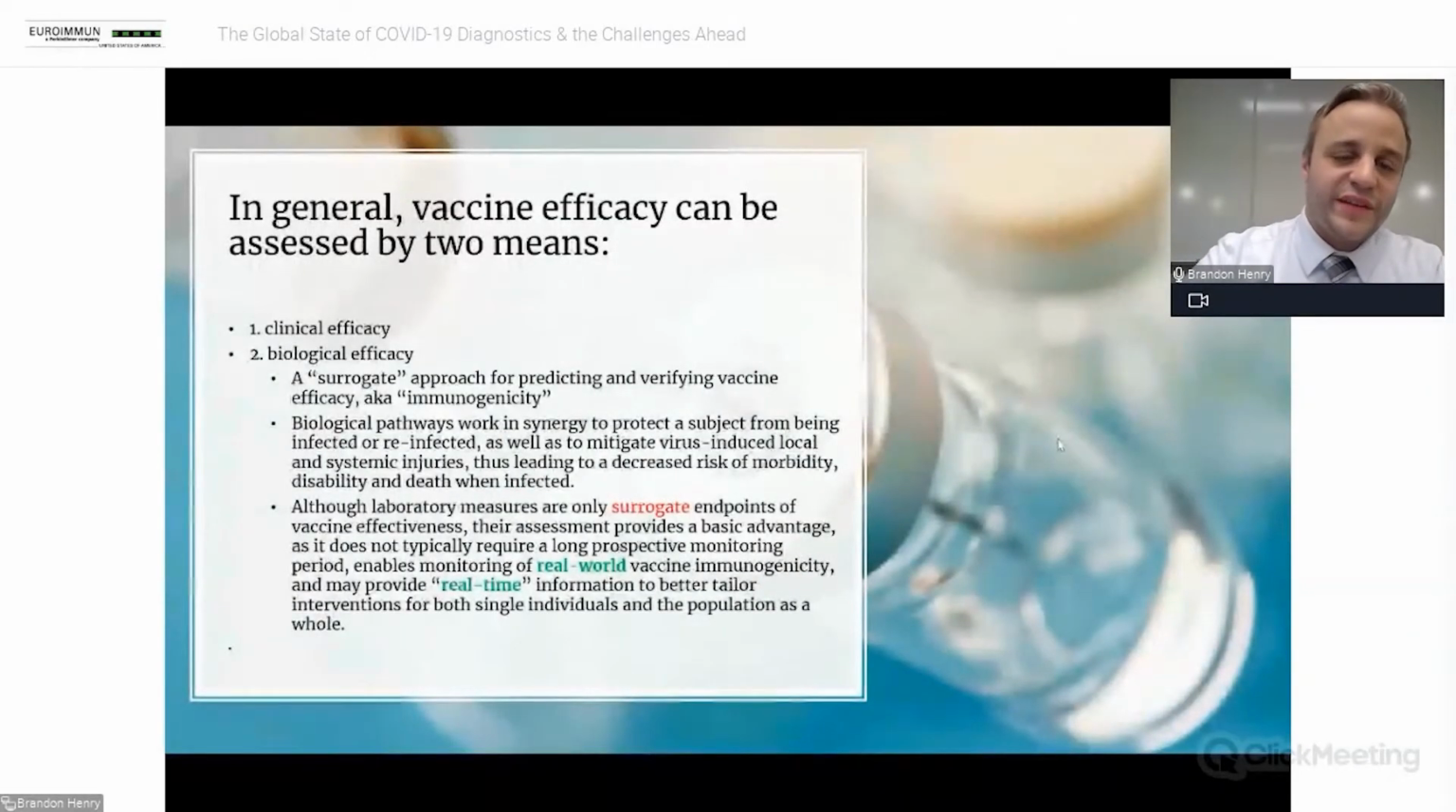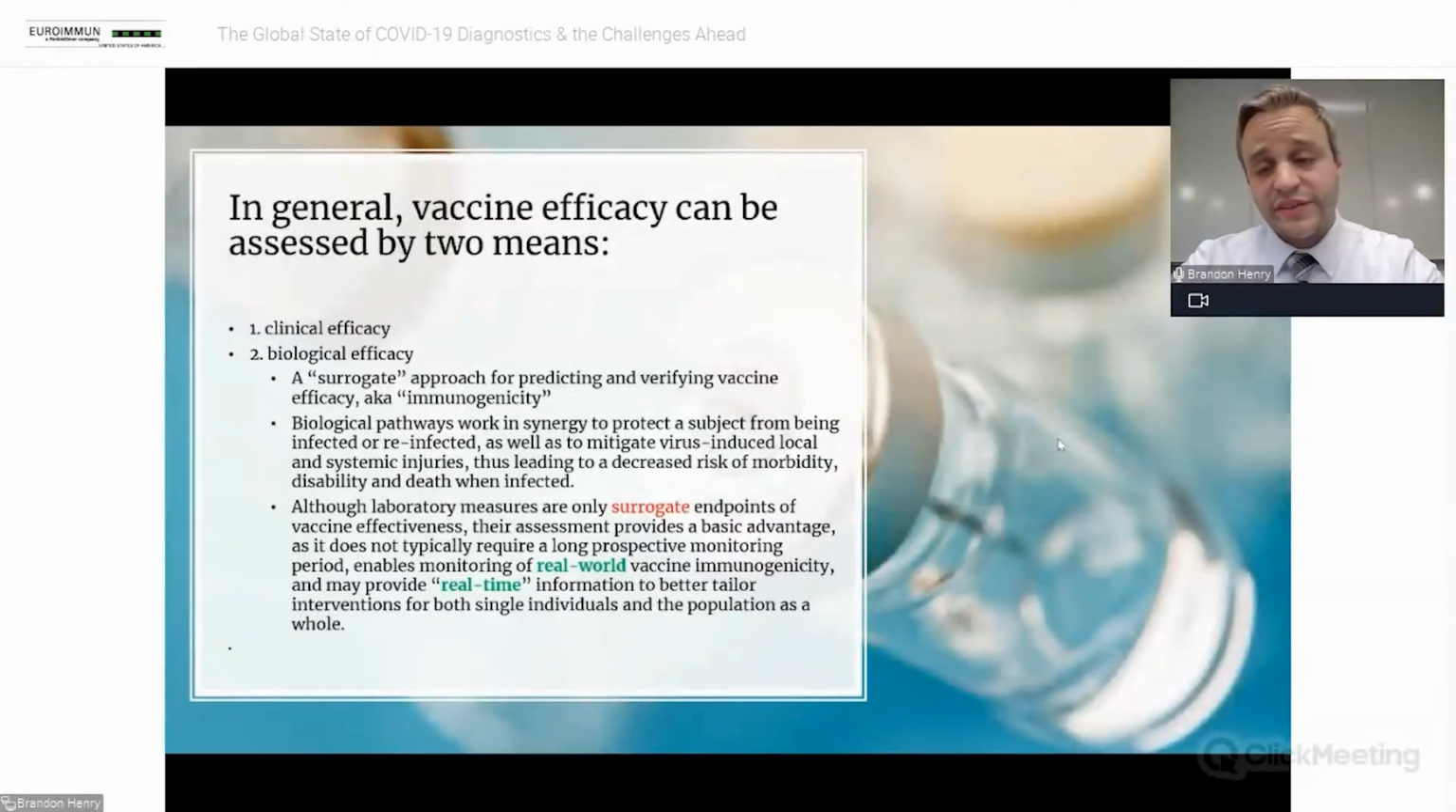In general, vaccine efficacy can be assessed by two means. So clinical efficacy and biological efficacy. And both really do involve some component of laboratory testing. Biological efficacy can be considered a surrogate approach for predicting and verifying vaccine efficacy, aka immunogenicity. Biological pathways work in synergy to protect a subject from being infected or reinfected, as well as to mitigate virus-induced local and systemic injuries, thus leading to a decreased risk of morbidity and disability and death when infected.